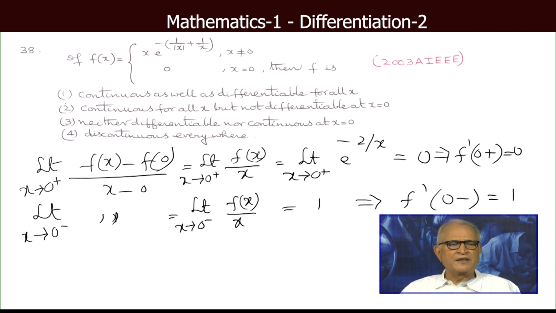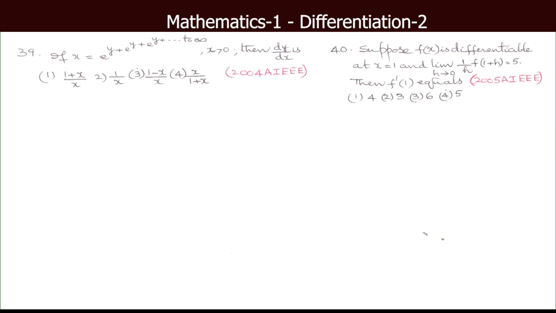One need not care for the derivative at other points. It is clearly differentiable for all x. The clear real bottleneck is only x equal to 0. So, continuous for all x, but not differentiable at x equal to 0 is the correct option 2, given in the 2003 EAPCET. Okay. Next, 39.